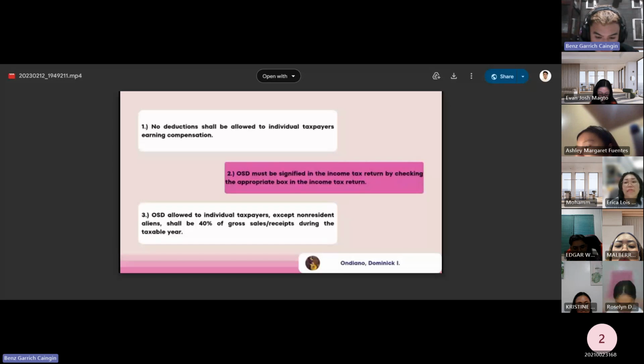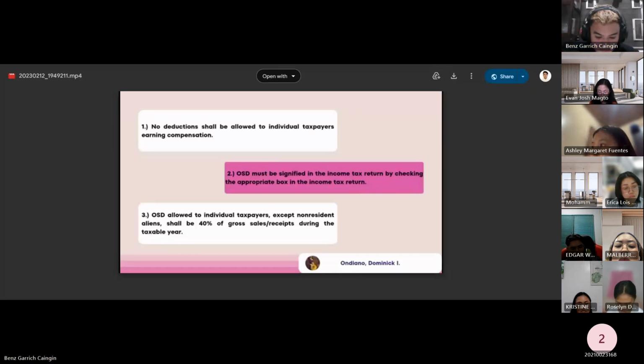OSD must be signified in the income tax return by checking the appropriate box in the income tax return. Unless the taxpayer signifies in the income tax return the intention to elect the OSD, it shall be considered as having availed of the itemized deductions. Once the election is made, it must be consistently applied to all the succeeding quarterly returns and in the final income tax return for the taxable year.